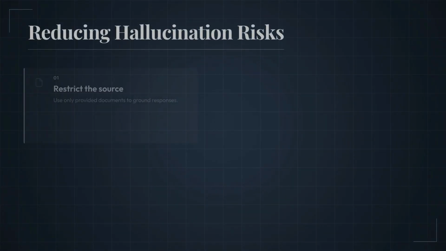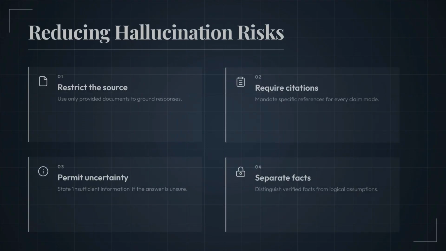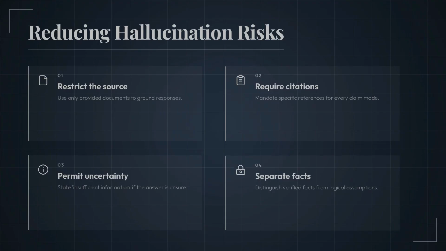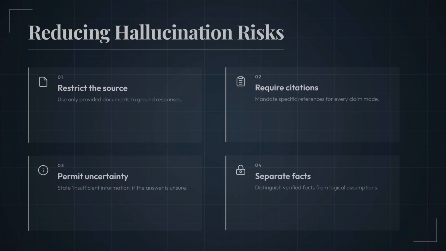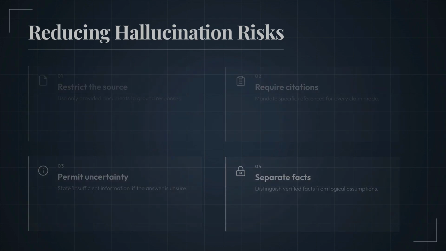A critical risk in generative AI is hallucination, which occurs when a model produces plausible-sounding but inaccurate or invented facts. Prompt engineering provides several techniques to reduce this risk. Technique 1. Restrict the source with: answer using only the attached document. Technique 2. Require citations. Technique 3. Permit uncertainty with: if the answer is not supported, state insufficient information. And Technique 4. Separate facts.